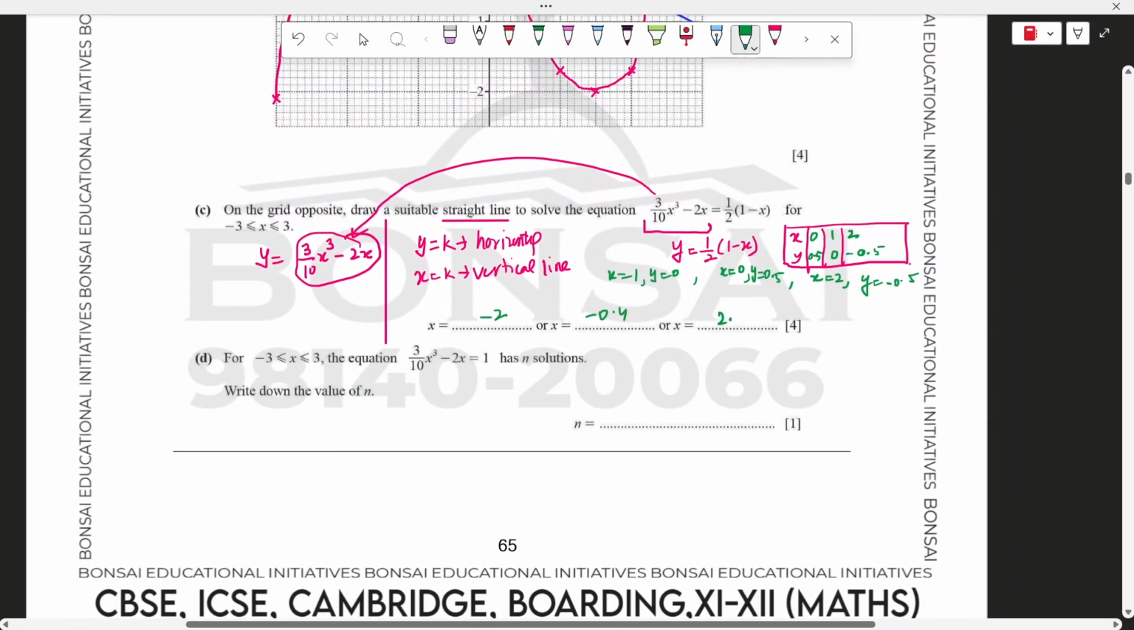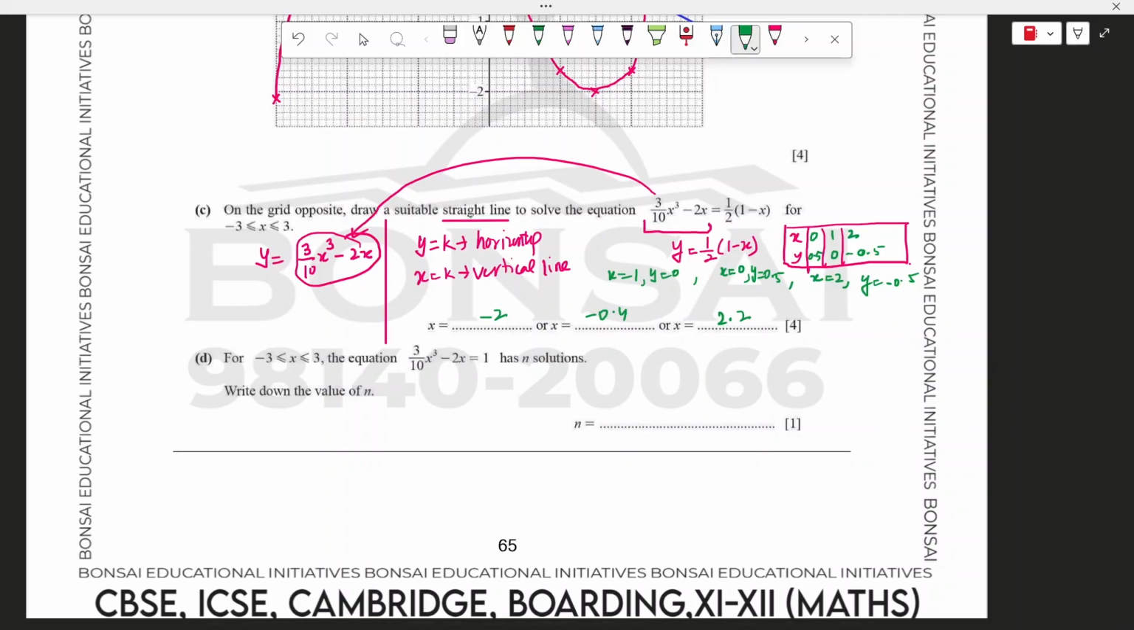So in this way we have solved this thing. So now what the question is asking for: this graph equals to 1 has n solutions. Now find the value of n. So when you are looking at this kind of equation, first of all, always look at the left hand side. It should be identical to the given graph. If it is not, then you have to make some modifications here.